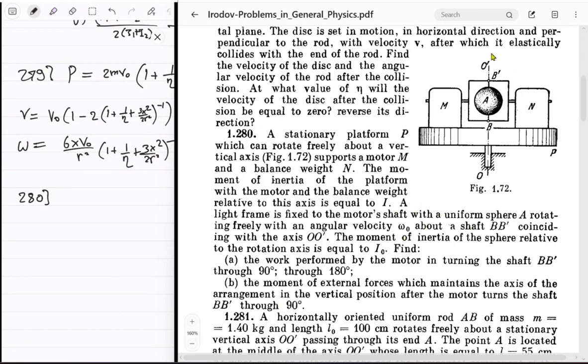So initially it was omega naught about shaft BB dash, and this platform was not moving, right? Stationary platform, and now it's going to move. Cool. Oh god, this is so weird. You can definitely do the work. You want the torque somehow, and the torque on what exactly? On the whole system, of course. Okay, on the whole system, including the axle, but then the axle's angular momentum doesn't need to change.